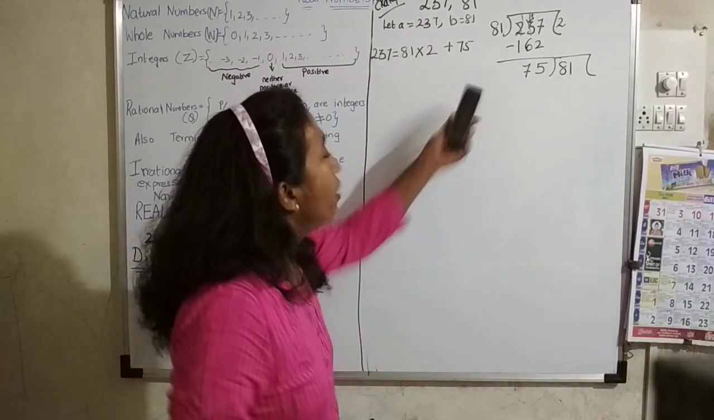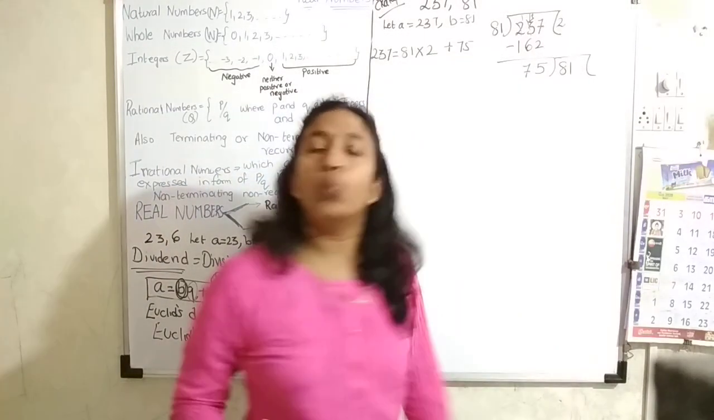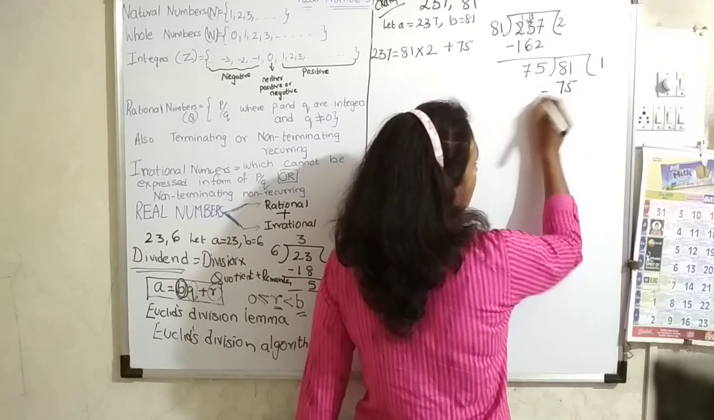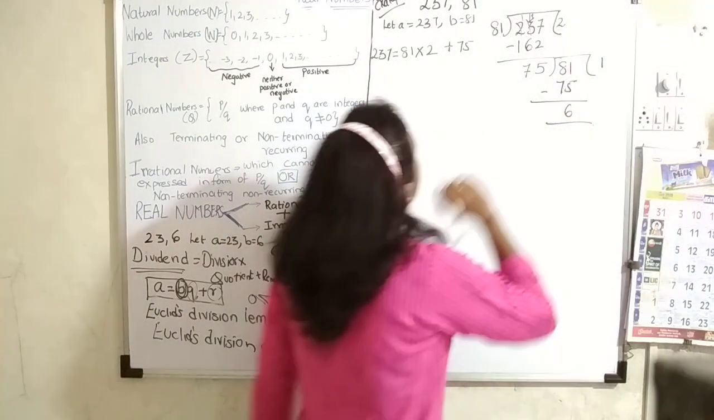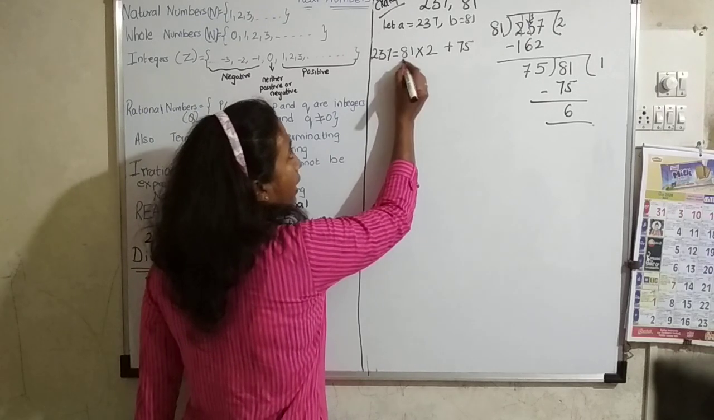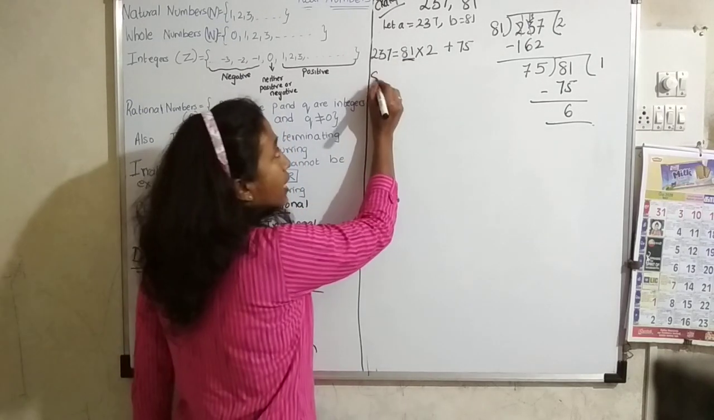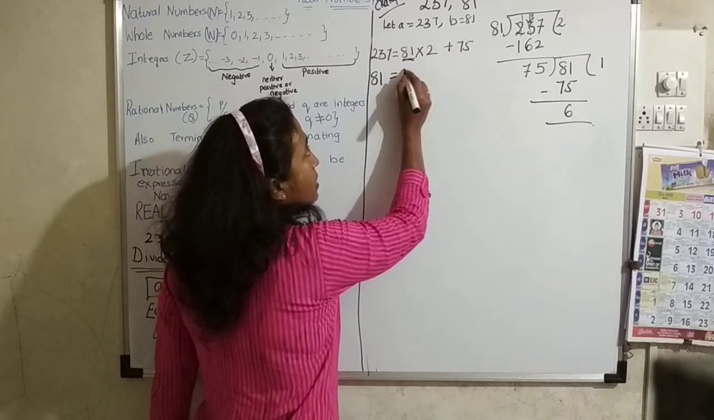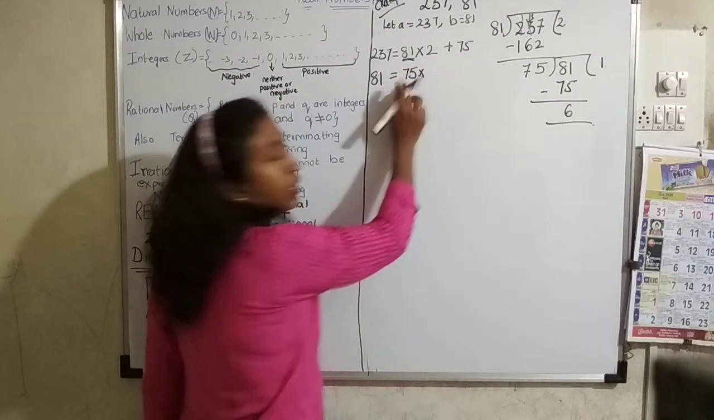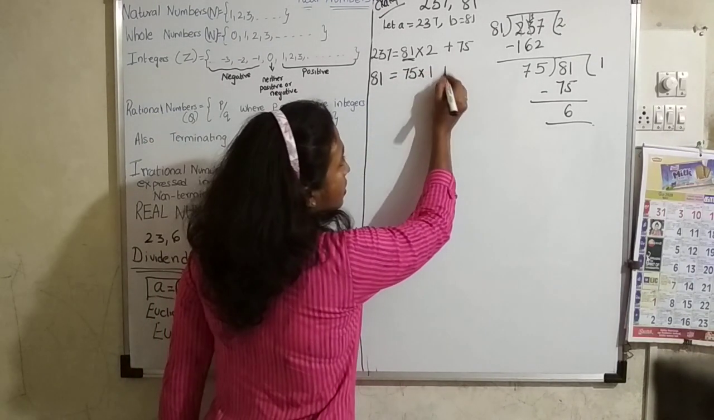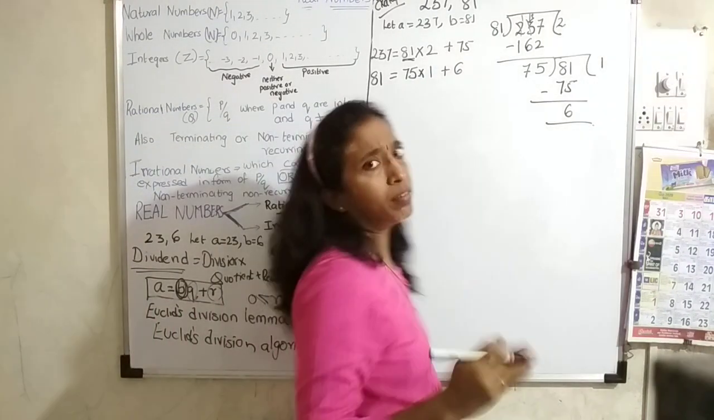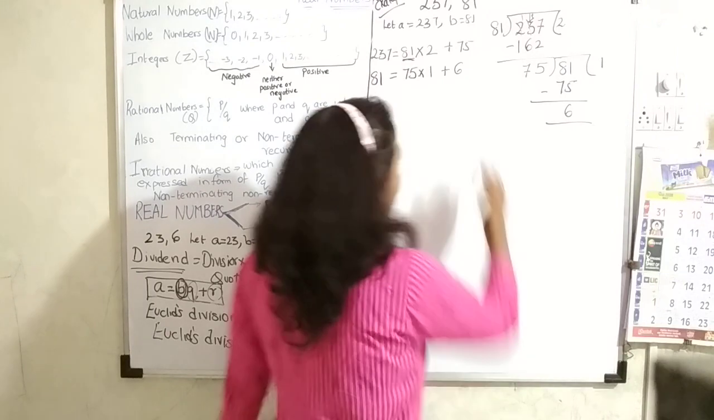dividend, right? Now 75 twos are 150, 75 ones are 75. So here we get 6, correct? So in the second step, my divisor is becoming the dividend and my remainder is my divisor. So 75 ones are 75, this is 6. Right? Now no need of division. If you are very thorough, you need not do it. And do the next step also.